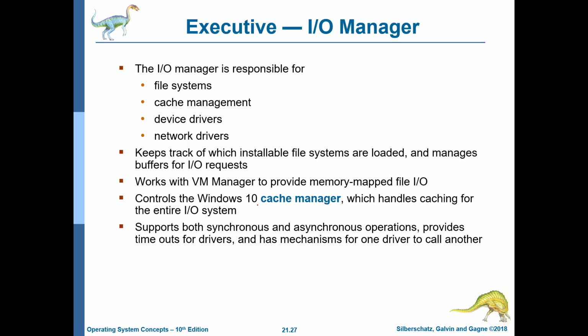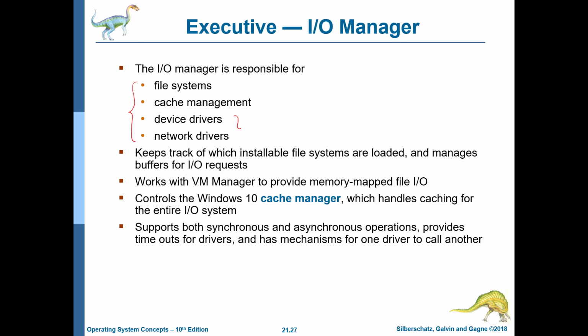Now let's come to the IO manager. The IO manager is responsible for several things which are all interrelated, right? So the first is file systems. It implements the file system. Then is the file system cache management. This is because whenever we have a file system, we need a cache also. Because for accessing every file, we don't want to go to the disk. We would like to keep it in memory.